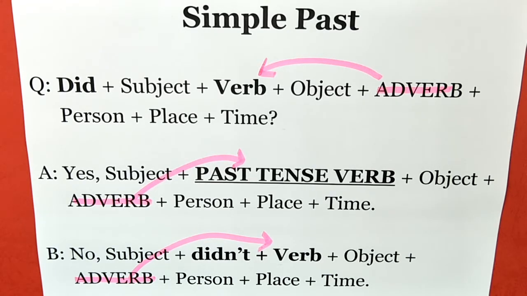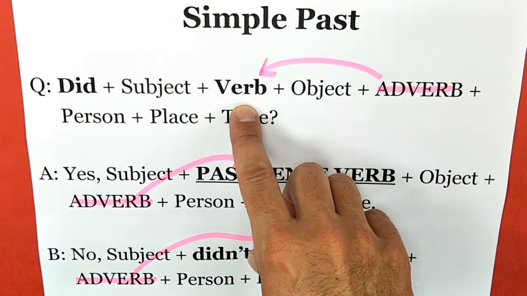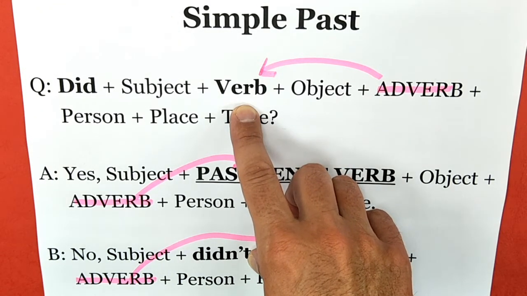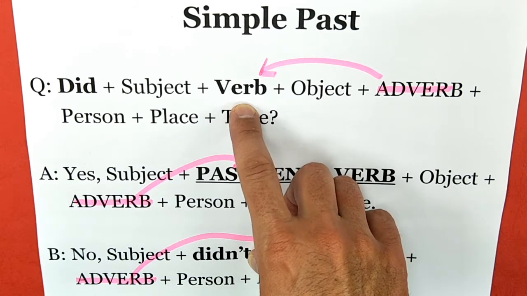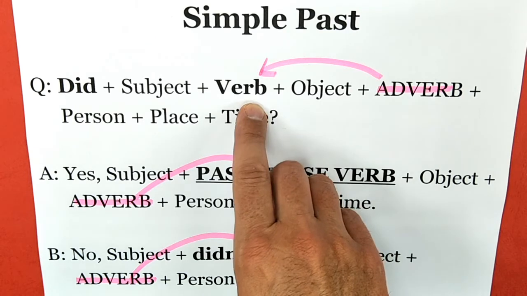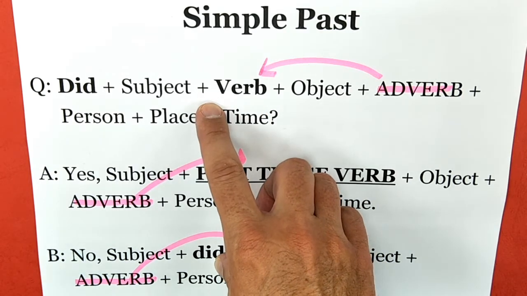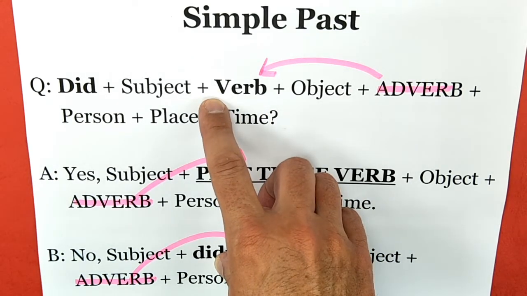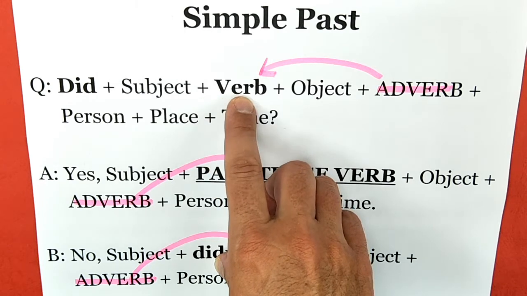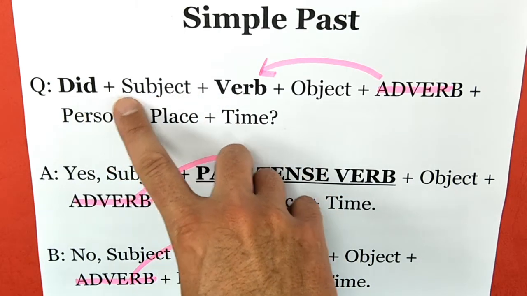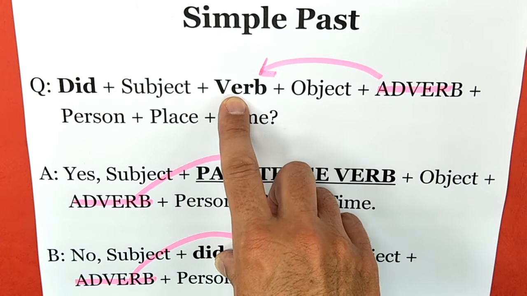Every simple past question is going to use the helping verb did. Look at the verb here. This verb does not have an ed. It is not an irregular verb. It's just the verb. Also notice, in front of the verb there is no to. We do not say to plus a verb. No. It is did plus subject plus verb.